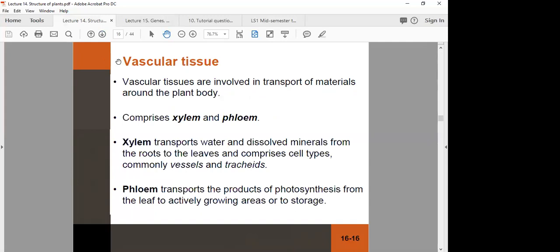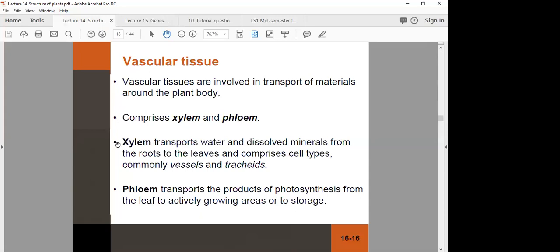Okay, our next major tissue type is the vascular tissue. And I often compare the vascular tissue in plants to the blood circulatory system and lymphatic system in animals. There are a lot of similarities between the two systems. Vascular tissues in plants are involved in the transport of materials, of course, around the plant body. The two major types of vascular tissue include the xylem tissue and the phloem tissue.